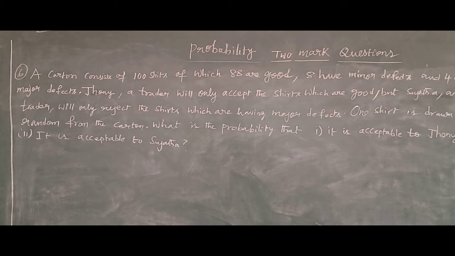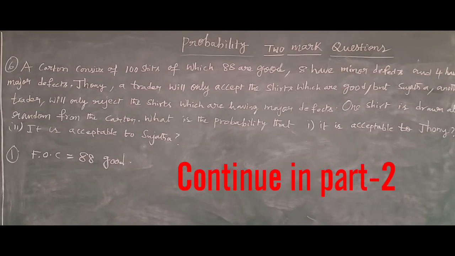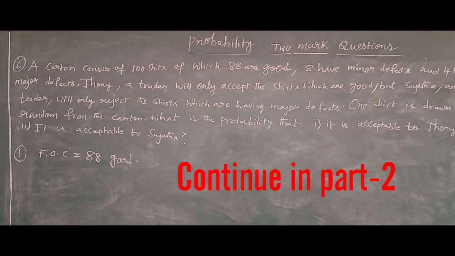The problem is lengthy by observation, but it is the easiest one. So let's move on to the first one in this. What is the first one? Acceptable to Johnny. So favorable outcomes are acceptable to Johnny, which means those which are good are acceptable to Johnny. How many are good? 88 are good.